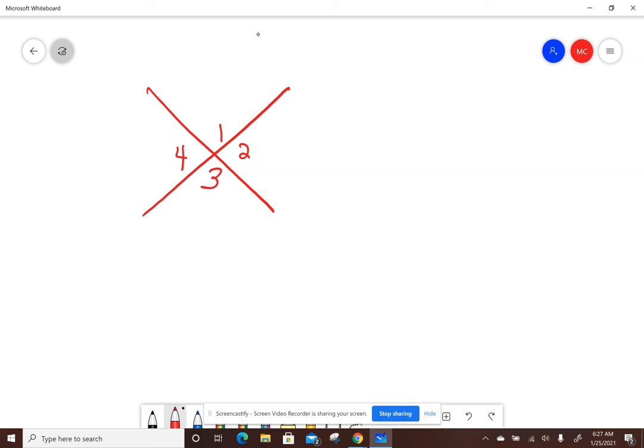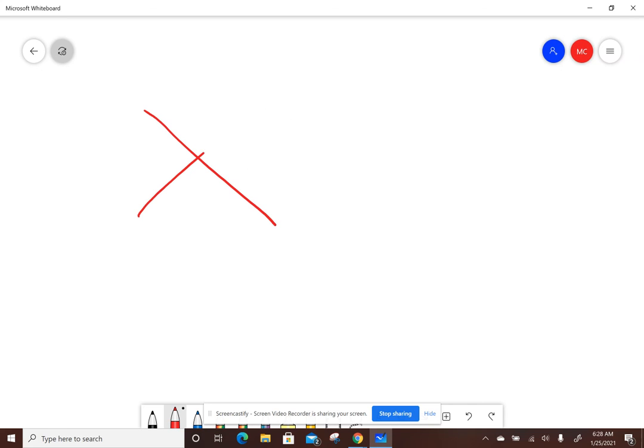So in this case, adjacent would be 1 and 2, 2 and 3, 3 and 4, 4 and 1. Okay. Vertical angles are opposite angles. So 2 and 4, 1 and 3. And supplementary angles would be angles that add up to 180. So when you have a straight line like this, 1 and 2 would be supplementary. Okay, so that is the end of the study guide.